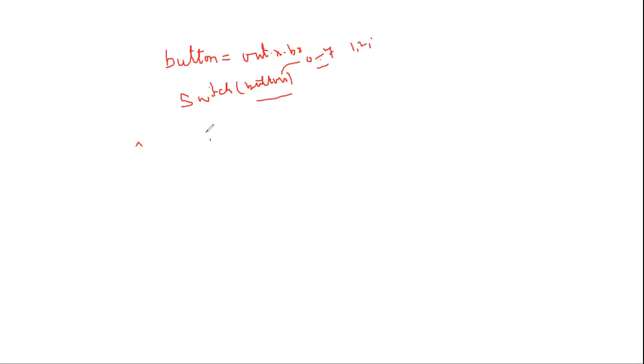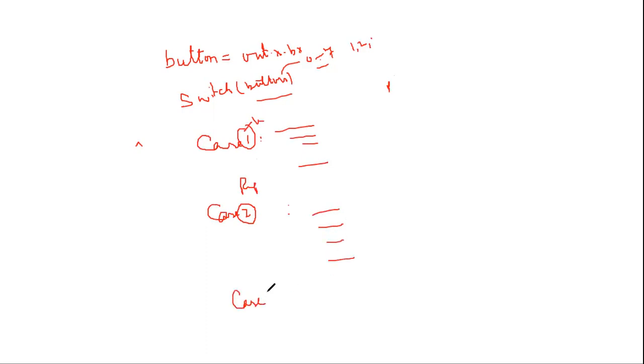And I'm saying that case 1, if one button is pressed, meaning the left button is pressed, then do this. Case 2, if the right button is pressed, then do such thing. Or I should write case 4, because it will return a 4 value particularly when we are talking about the middle. So if the middle button is pressed, then do this. So in such a manner we can program.